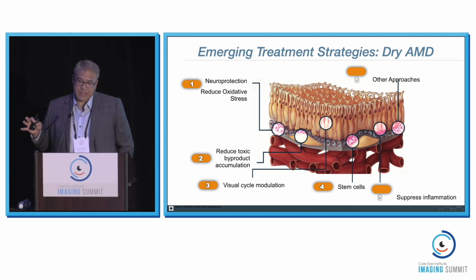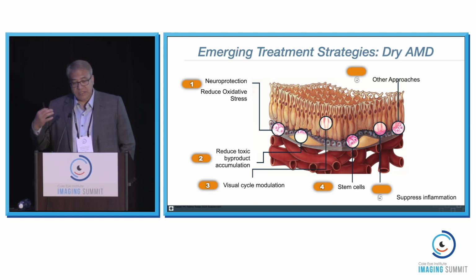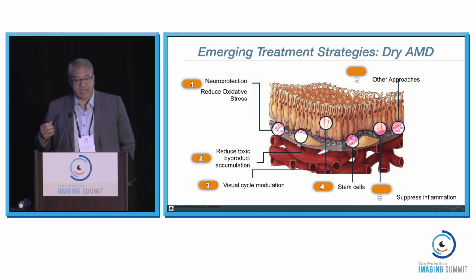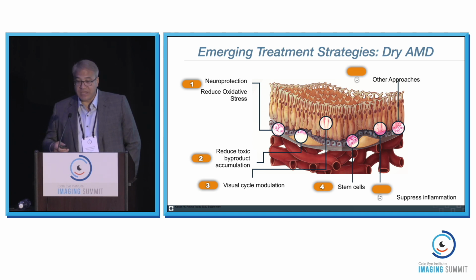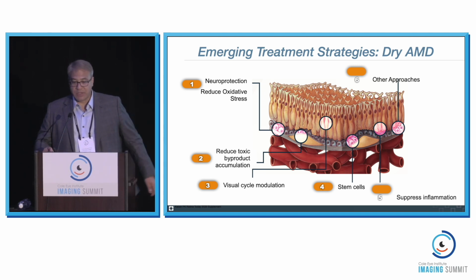So if we look at the emerging treatment strategies for dry AMD, I put them into these types of buckets. I like to put things into buckets. It makes me remember things better. So the first, reducing oxidative stress. You could talk about a little bit of neuroprotection in there. Second, reducing toxic byproduct accumulation. Visual cycle modulation. This is one of the most active structures in the body, constantly converting light to energy, and that builds up byproducts. Stem cells, which cure everything, of course. Suppression of inflammation, and then we'll just call it a bucket of other approaches that are currently being looked at.